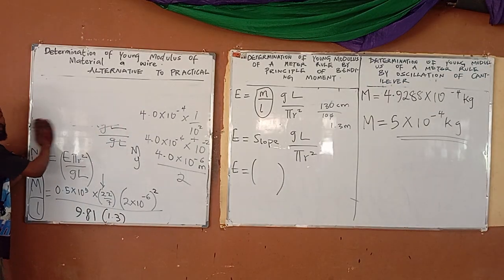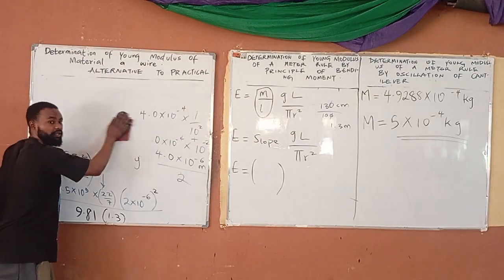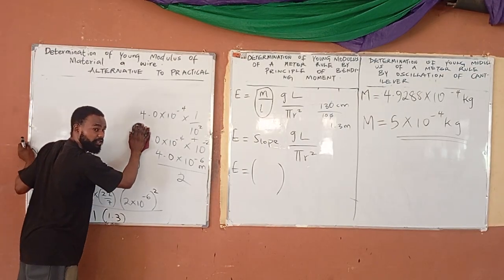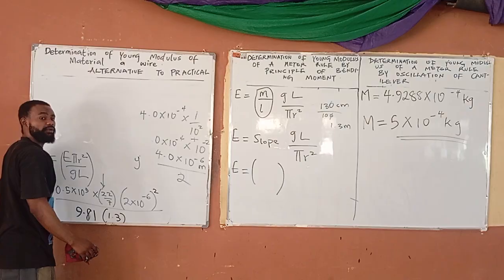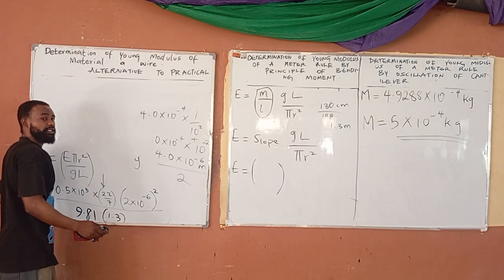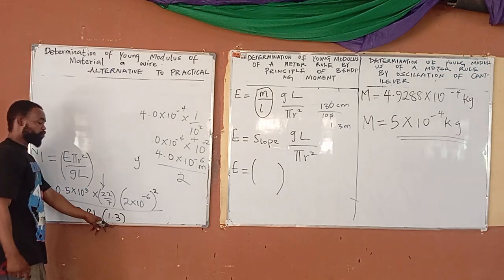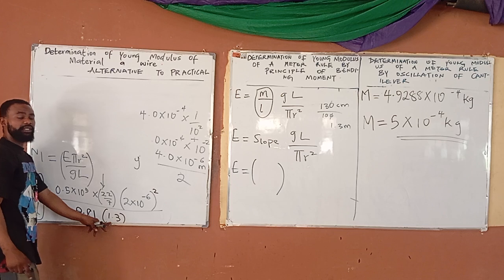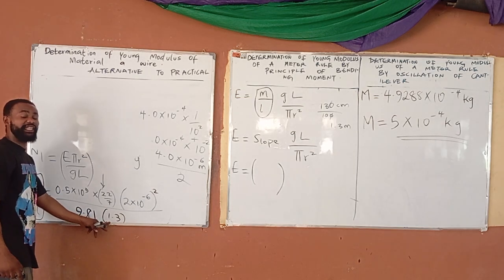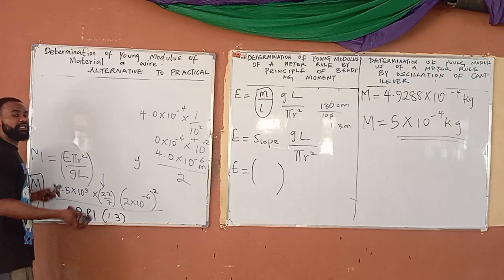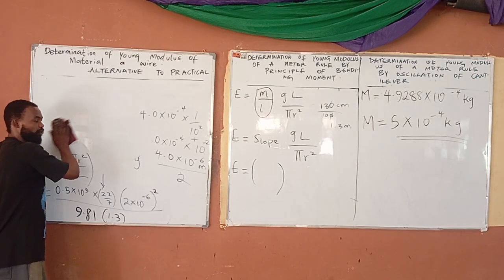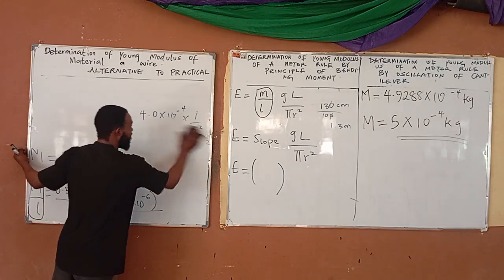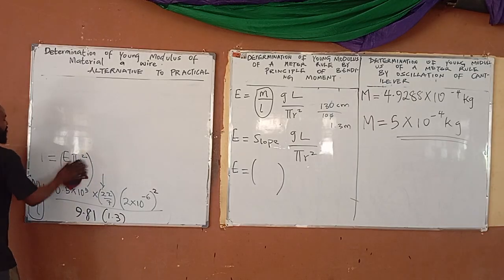R is reduced from the diameter given. The 1.3 is the length given, not the error. They gave me a length of 130 cm, so that 130 cm converted to meter is 1.3. The error, the diameter, is converted to meter, then divided by 2.